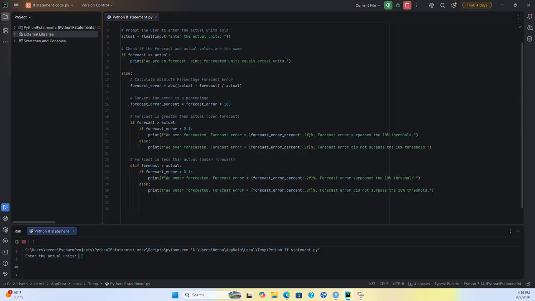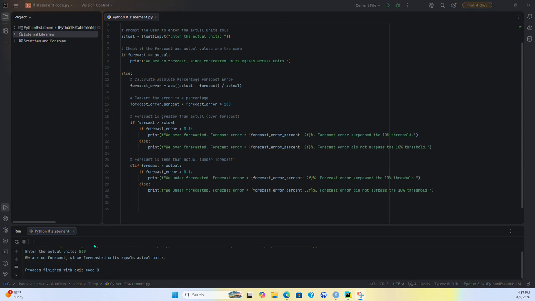Lastly, an example of being on target should show us that we are right on forecast, and since the forecasted units are equal to the actual units, my apologies.